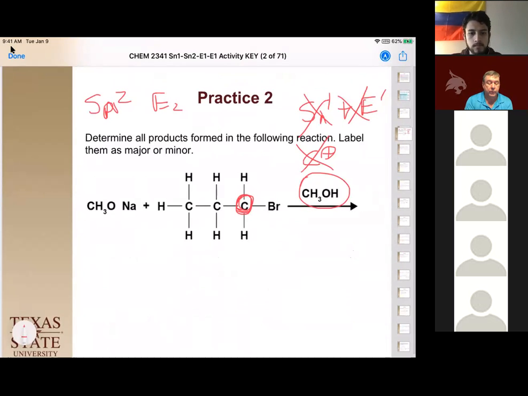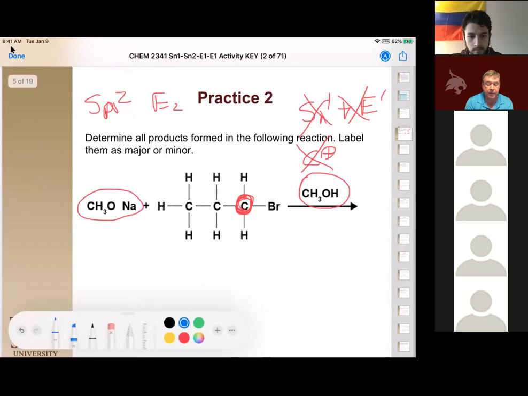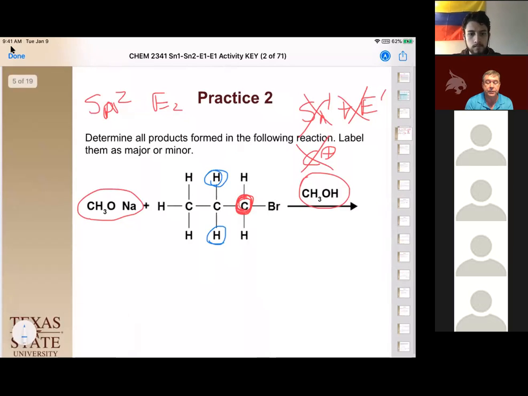So we look at our base here and we know that if this is our alpha carbon, that makes these beta hydrogens, which is where our base would come in for an elimination product. So that would give us our elimination product as H, CH3, H. So that's our E2 product.